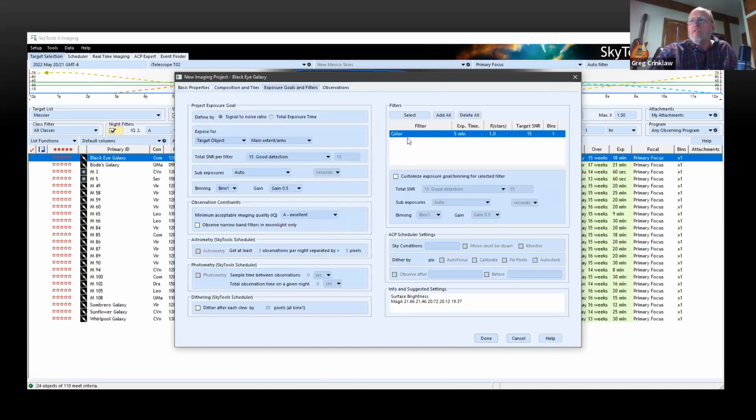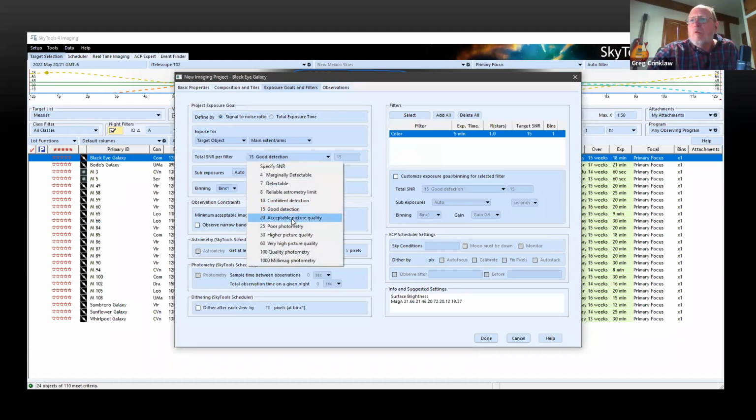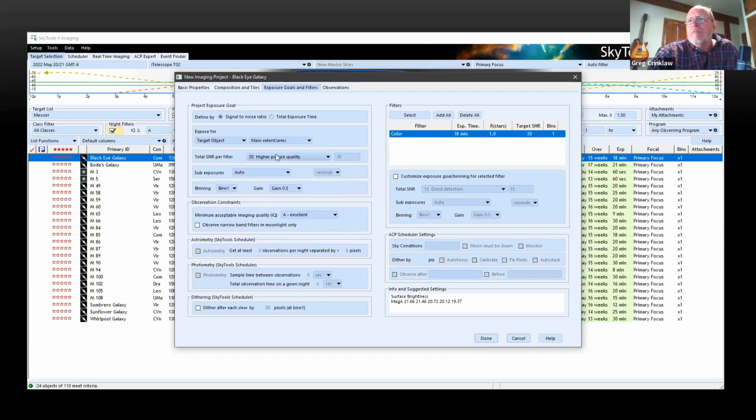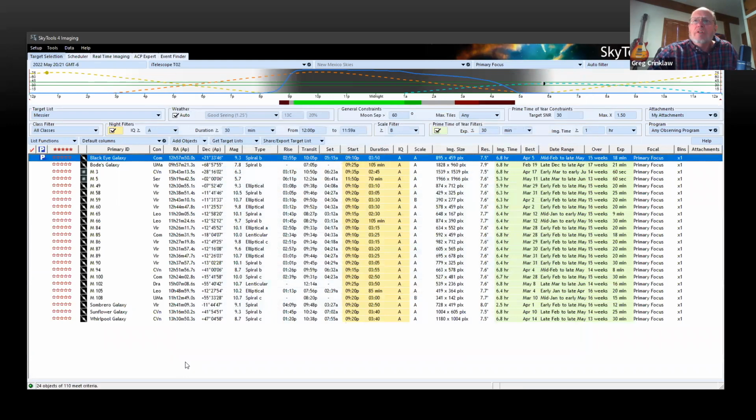This is a color camera, so there's only one filter. And let's say I want a higher picture quality of 30. It says it's going to take 18 minutes under ideal conditions to reach a target signal noise ratio of 30. Well, now we're done. So we'll go ahead and press done, and we've created an imaging project.